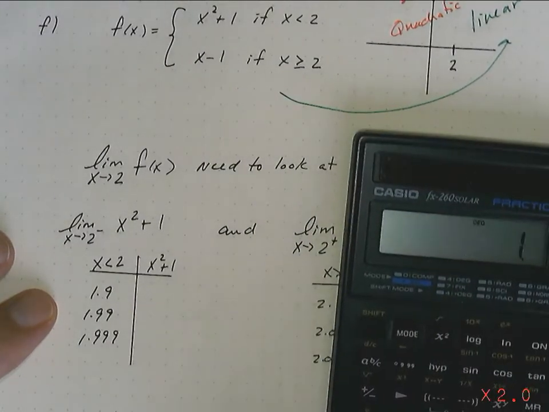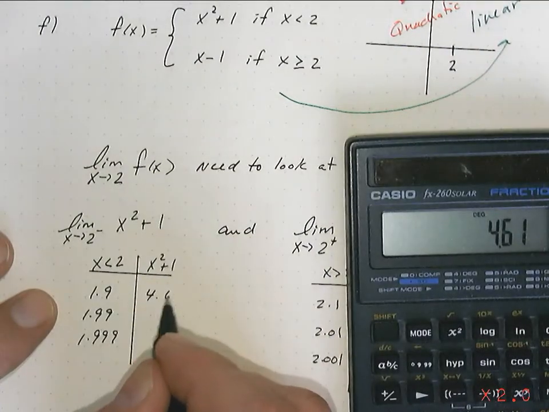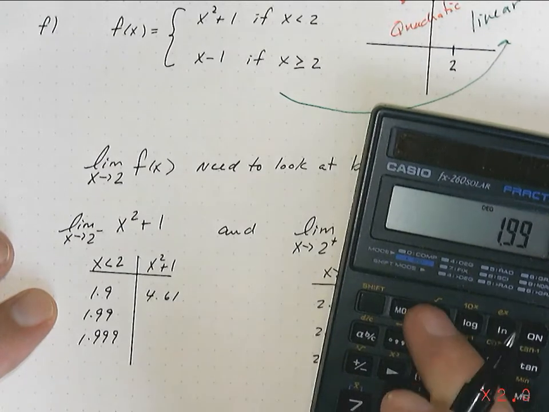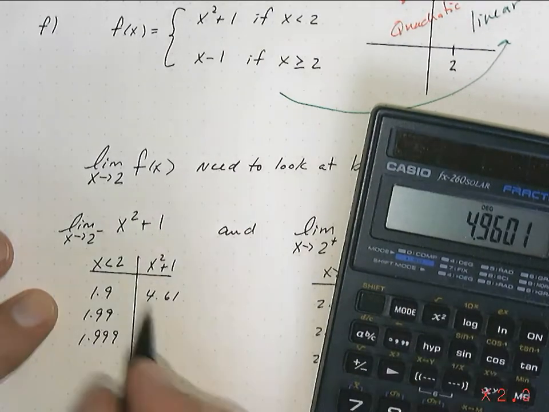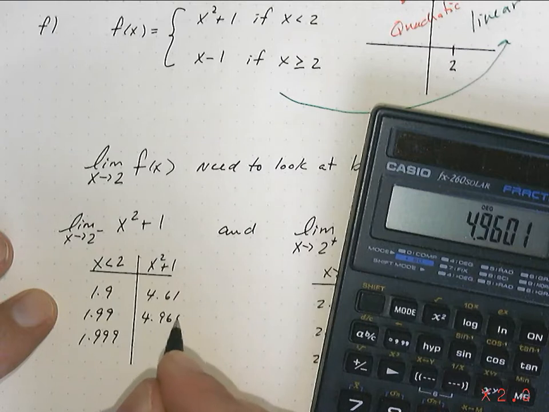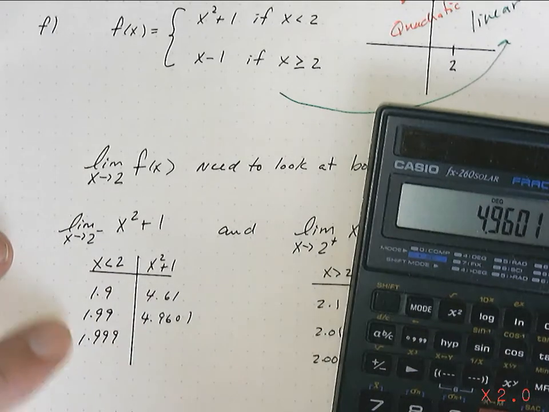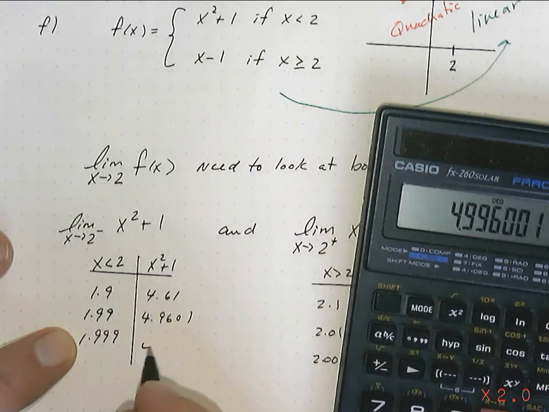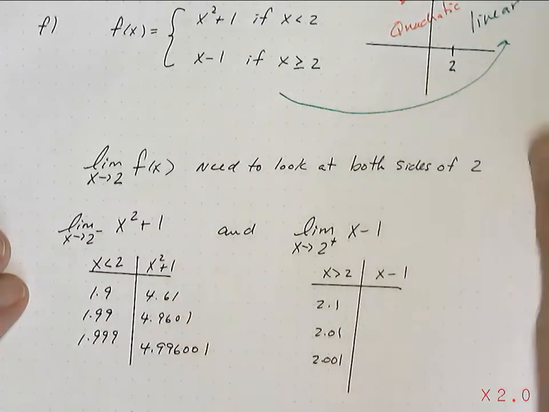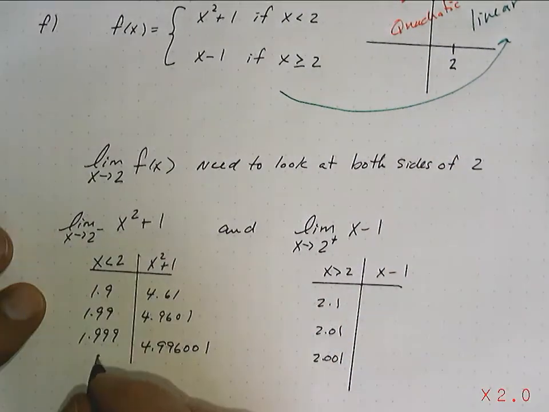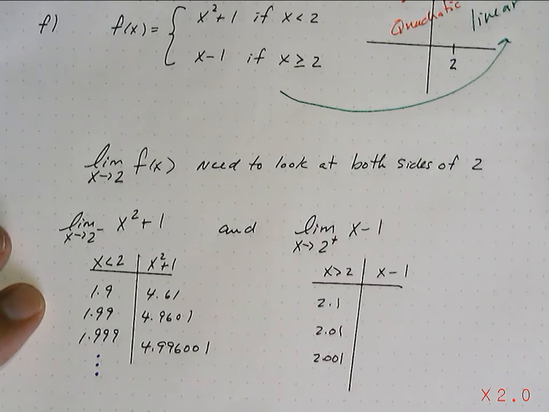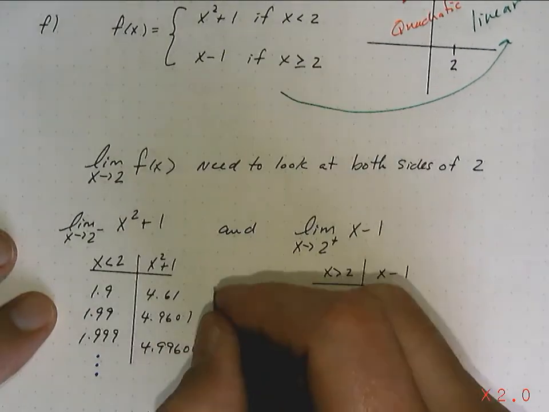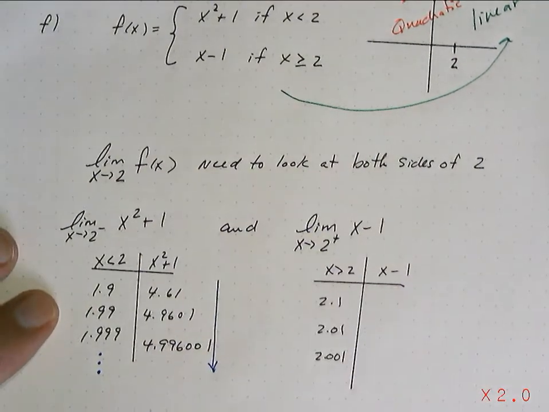So 1.9 squared plus 1, 4.61. 1.99 squared plus 1, 4.9601. 1.999 squared plus 1, 4.996001. Now, if you want and you have nothing better to do, you can keep going. Be my guest. Feel free. However, I think we can agree that we're approaching 5.